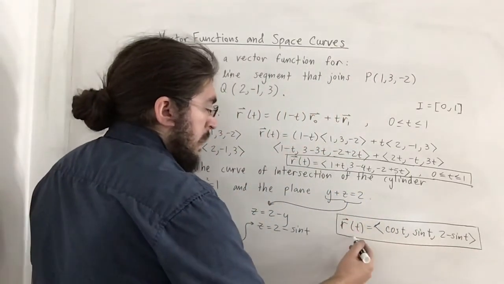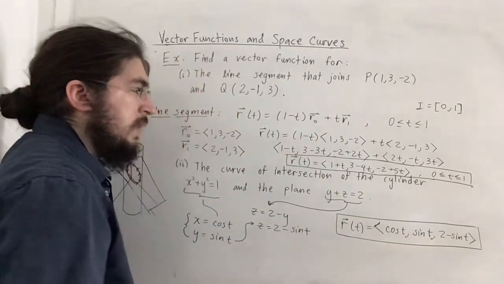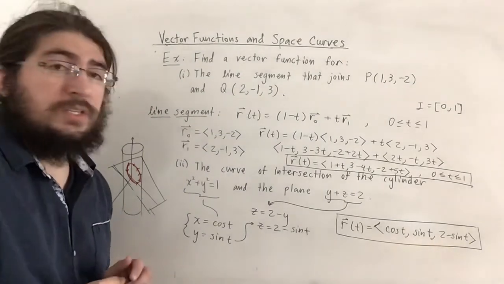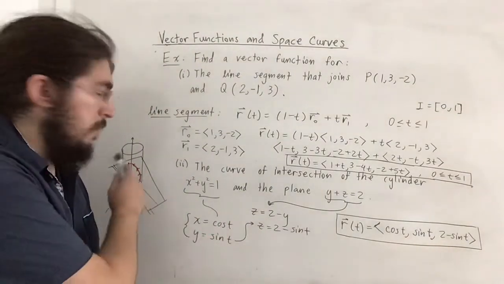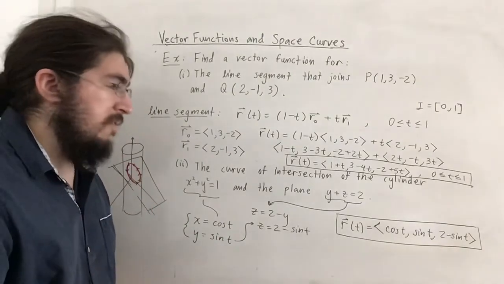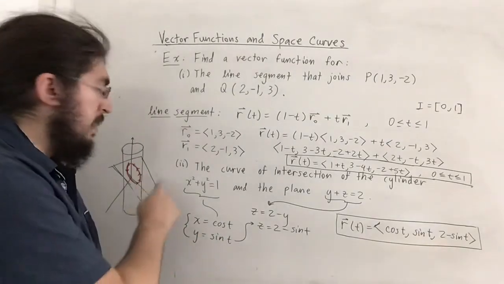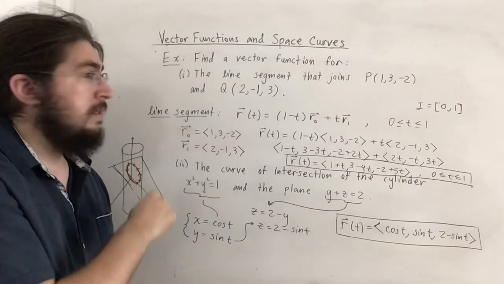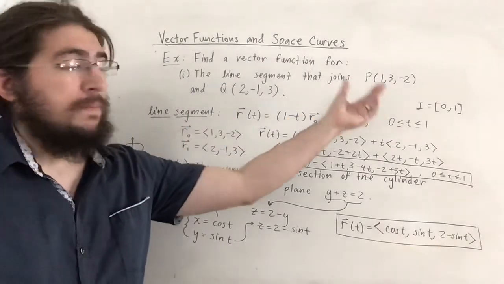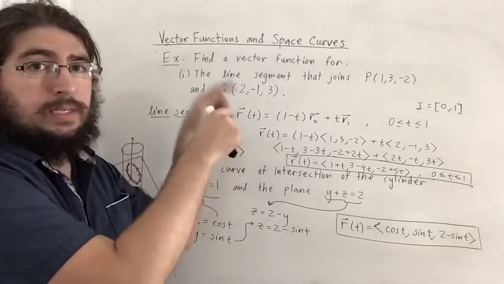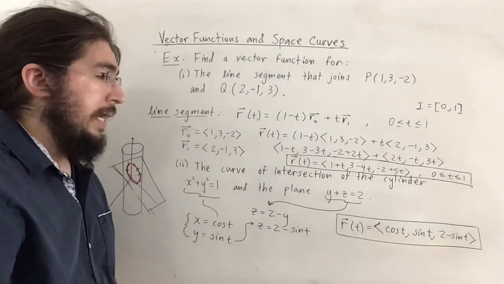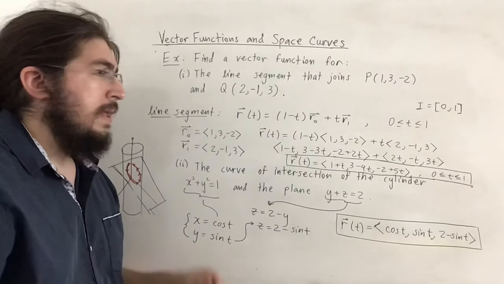Fantastic. Now, a question you may have is, do we need any restriction? And the answer is no, because if we go from 0 to 2 pi, that's one rotation of this ellipse. But if we go beyond that, we'll just kind of stay within this ellipse. As opposed to here, if we were to go on beyond this interval 0, 1, we'd actually go beyond our line segment into the actual indefinite line that never ends in each direction.